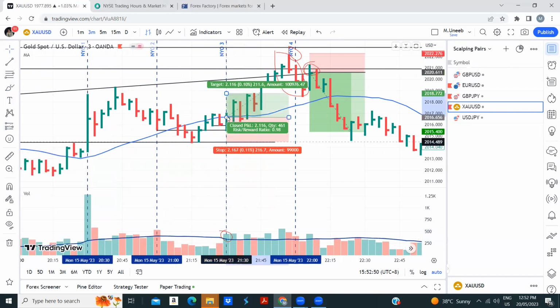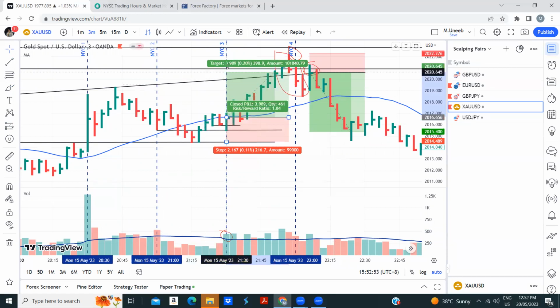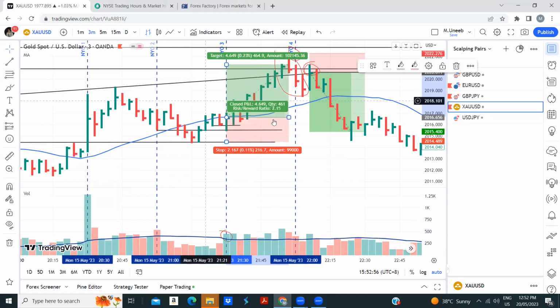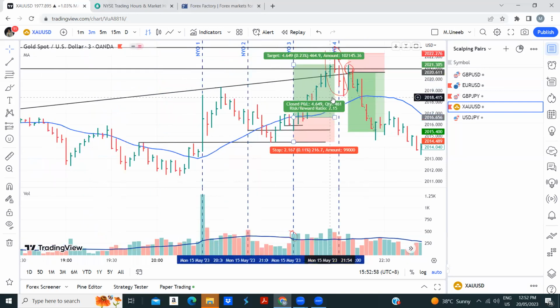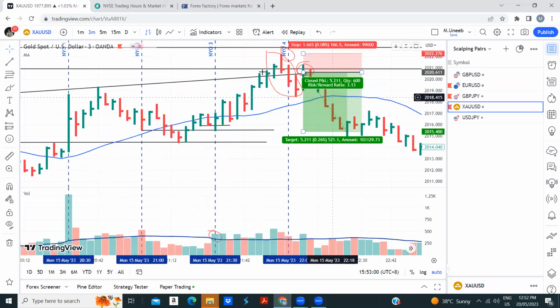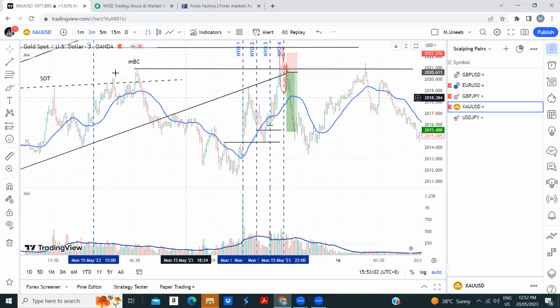Stop loss here. And of course, target to the upside here, 2R. 2R, that's it. Okay. And after that, the price came back and tested this mini buying climax and we got short.